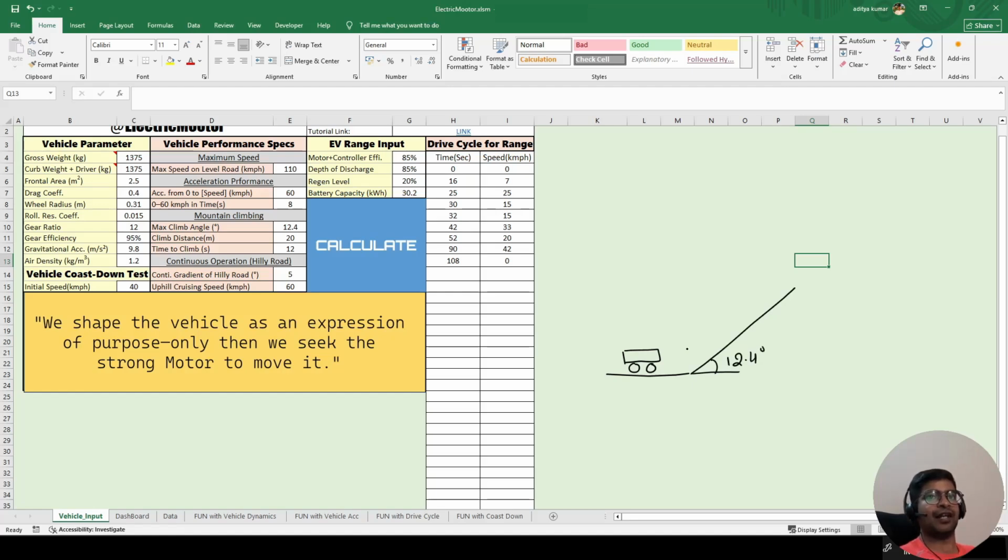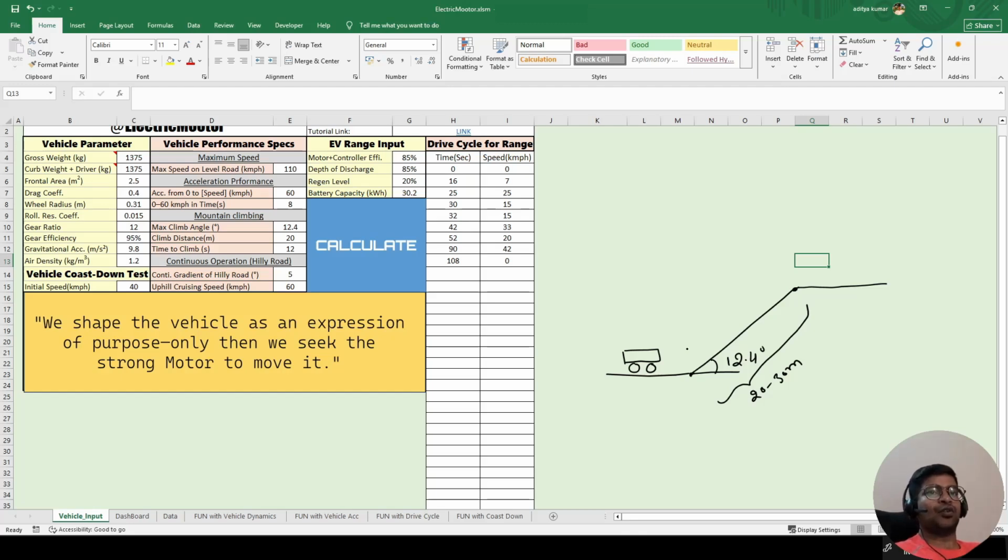And after climbing, it will again be flat. So what I want is that this completely loaded vehicle should climb, but in what time? I don't want it to climb in one day from here to here, so there should be a predefined time. And what is the distance of this inclination? Generally, on a typical road you will find this is somewhere around 20 to 30 meters, and that's what I have taken here, 20 meters. And the time to climb this distance of 20 meters, I have taken 12 seconds here.